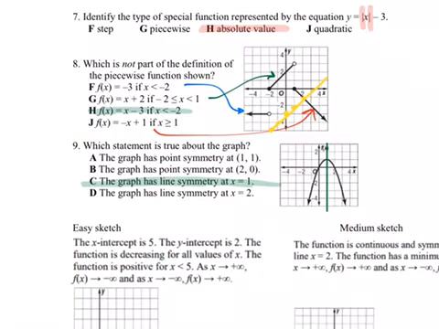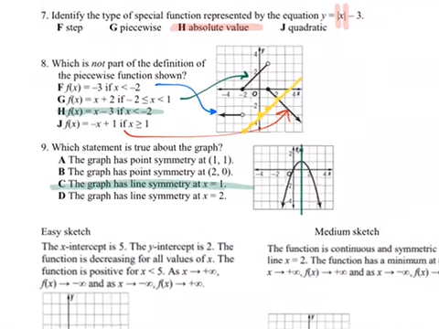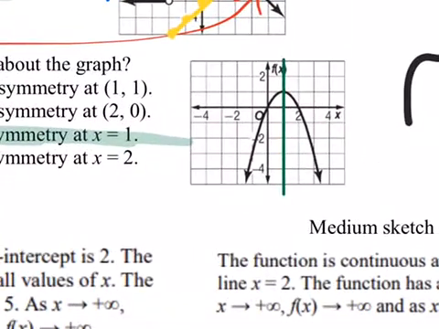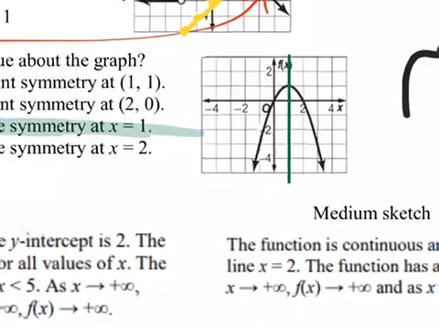For number 9, we're just looking through. This one is not point symmetry. Remember, point symmetry would be something kind of like a fan blade to where it can rotate around and be balanced. This is line symmetry, where it's symmetrical on both sides of the line.